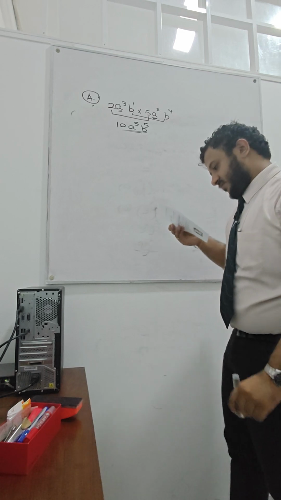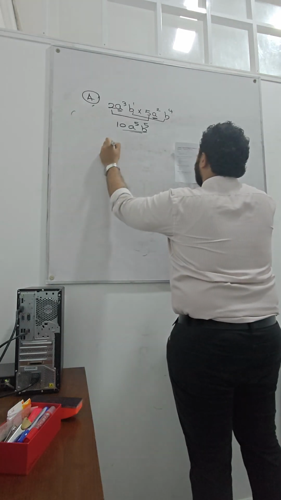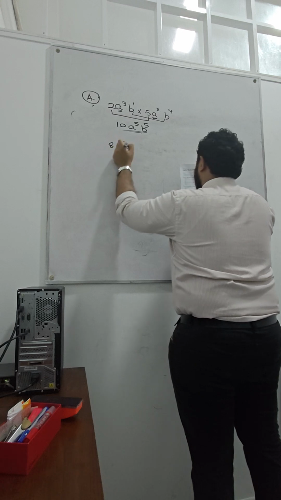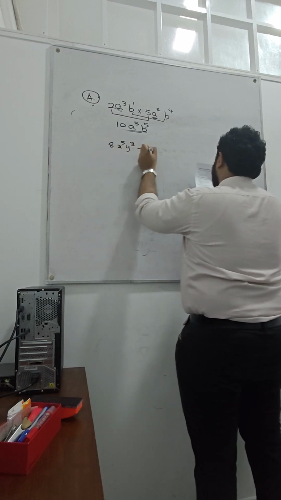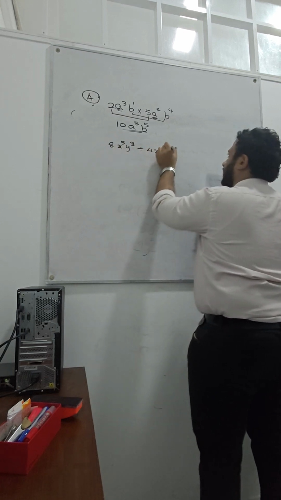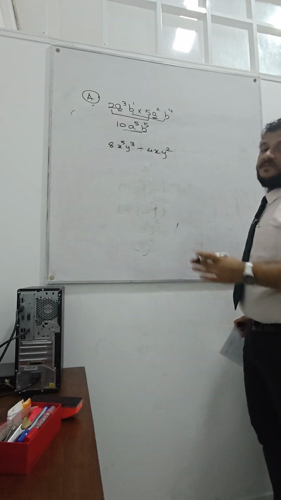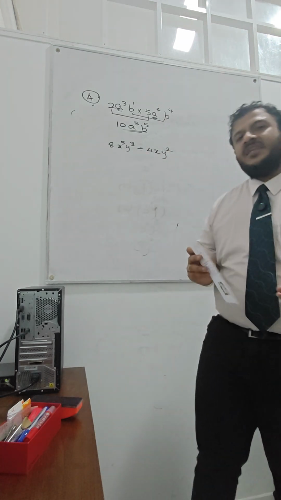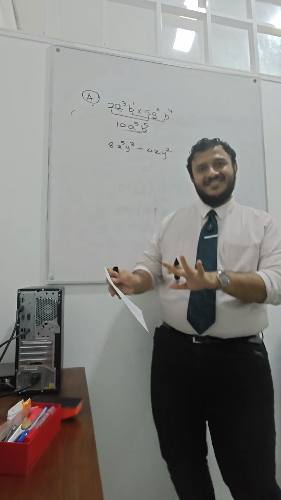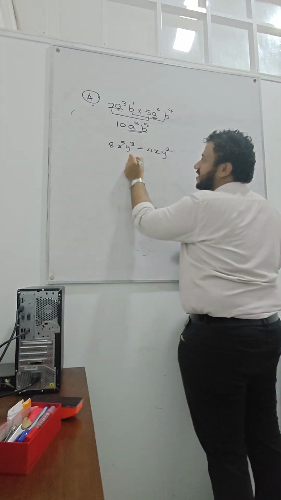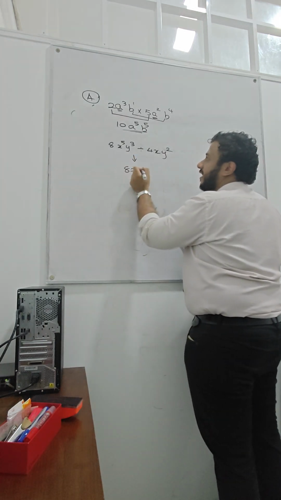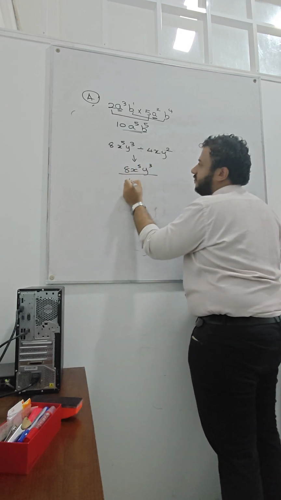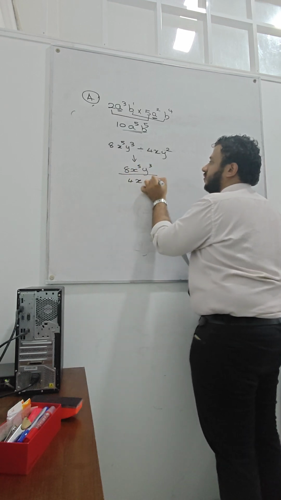Then the next question. 8x to the power of 5, y to the power of 3, divided by 4xy squared. When we have something like this, what do we do? Division, no? In algebra, we really don't like to write division. We just write it as a fraction. So let's write it down as a fraction. 8x to the power of 5 y to the power of 3 over 4xy to the power of 2.